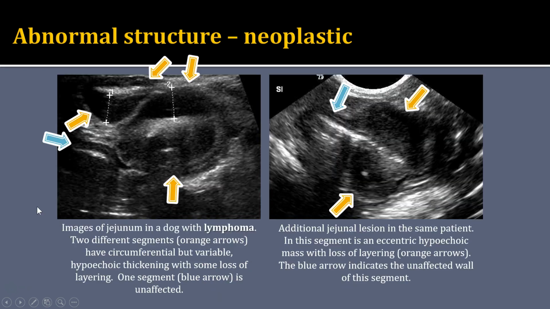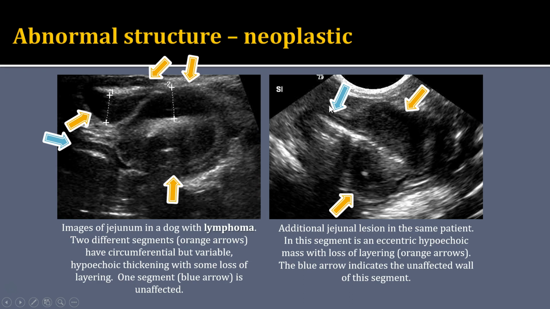Here's another patient that has multifocal lesions affecting the jejunum. So calling out this little segment of jejunum, this is actually a fairly normal looking wall with some gas and shadowing, but compare that to the other two segments of jejunum where we have this eccentric hypoechoic nodule mass here that effaces layering. Same thing in this segment.